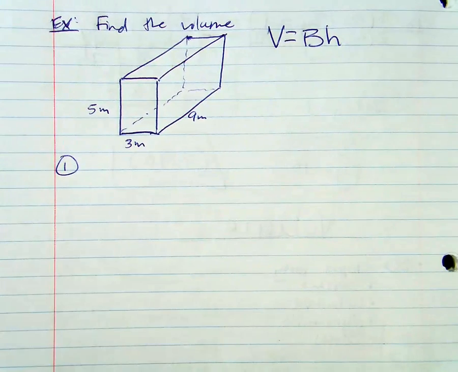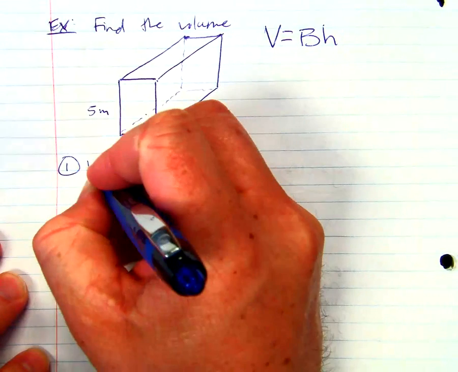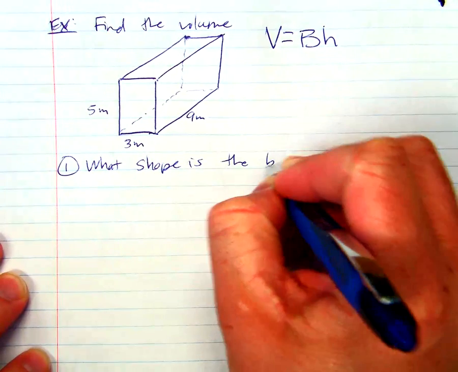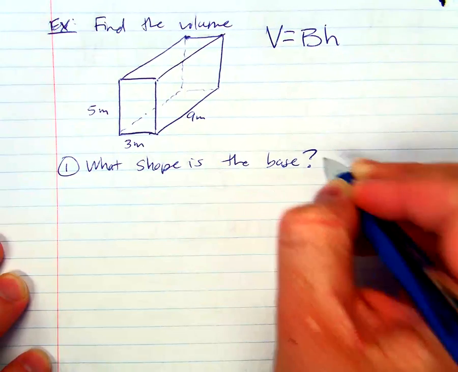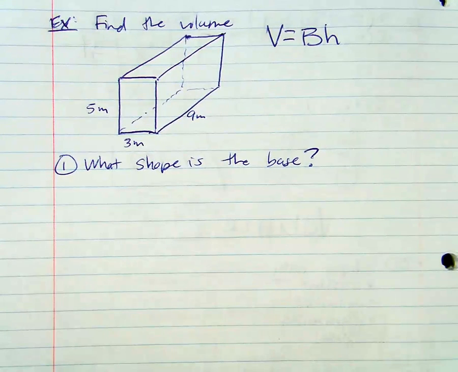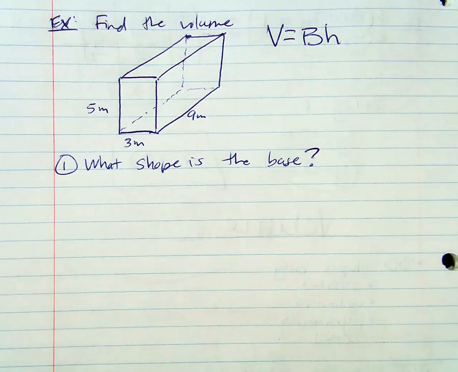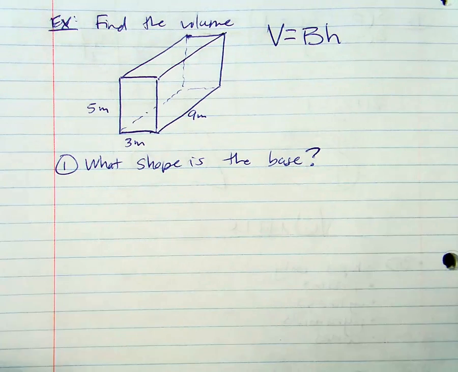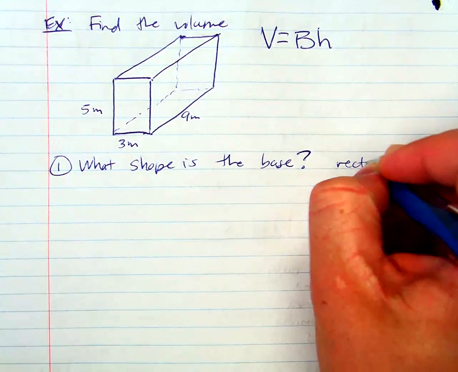First question, first step, you have to figure out and ask yourself, what shape is the base? In this problem, that should be a really easy question. So the first thing you have to do is figure out what shape is the base. Go ahead and say out loud, looking at this diagram, what shape is the base? Rectangle. In fact, every single side of this object is a rectangle. So there's no reason to think it's anything else. It is definitely a rectangle for this.